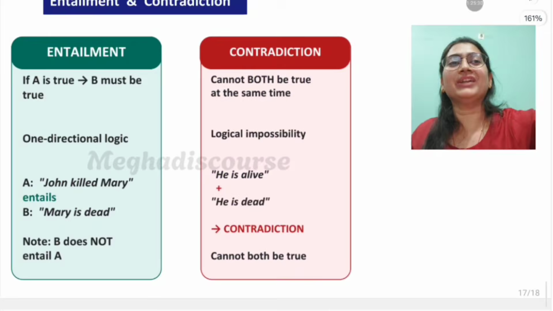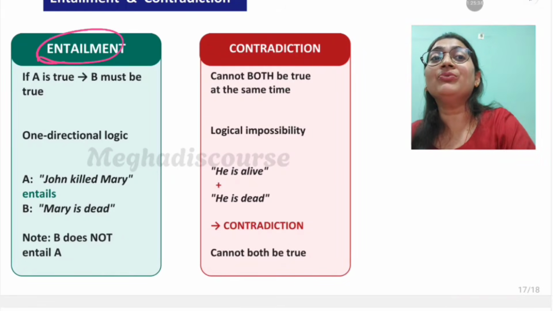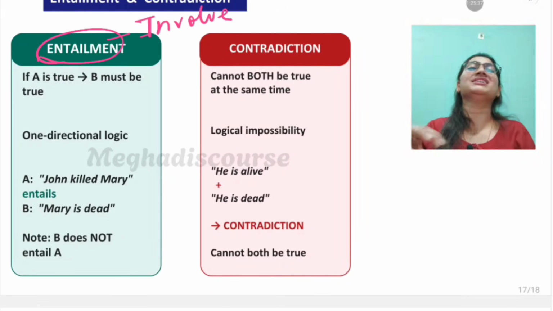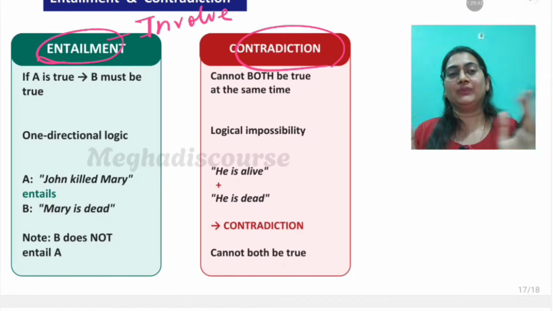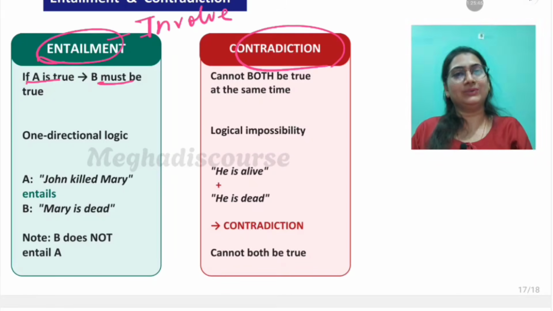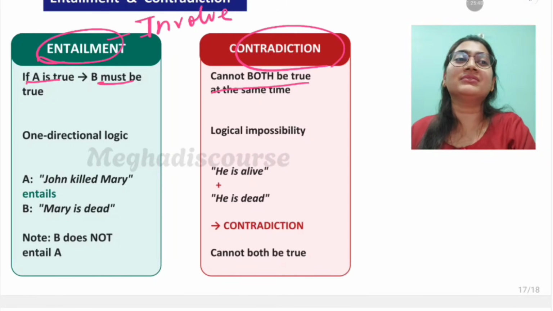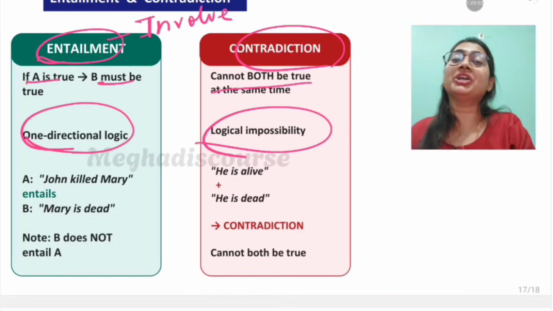Okay. So what is entailment and contradiction? Entailment means involvement, to involve in something. Contradiction means to contradict something. Now this is the simple one. If A is true, then B must be true. Contradiction means both cannot be true at the same time. It is one directional. It is a logical impossibility.